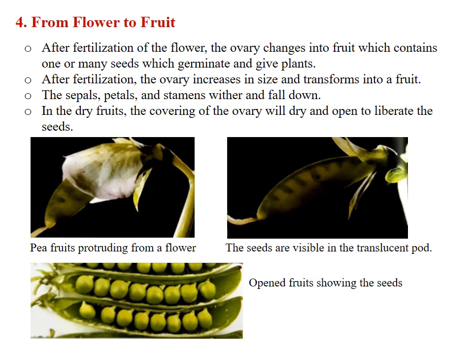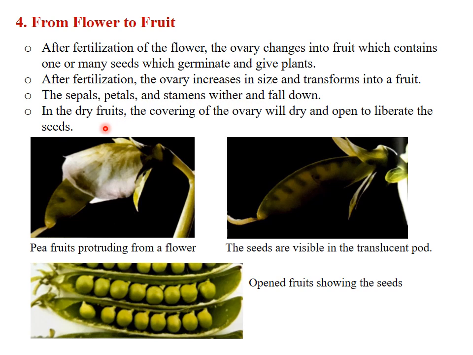From flower to fruit. After fertilization of the flower, the ovary changes into a fruit which contains one or many seeds which germinate and give plants. After fertilization, many events take place. The ovary increases in size and transforms into a fruit. The sepals, petals, and stamens wither and fall down.